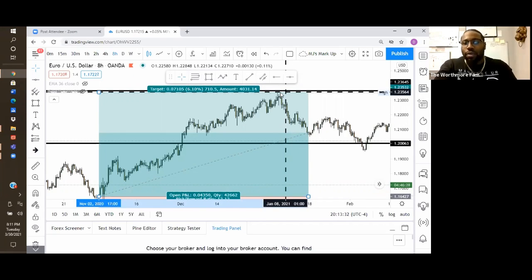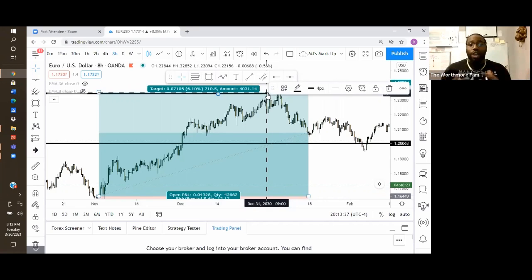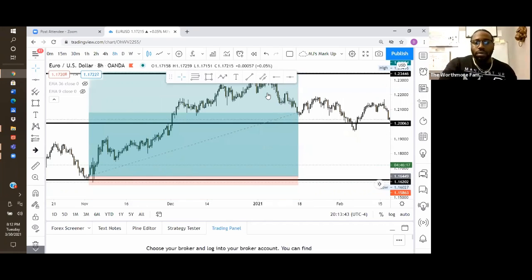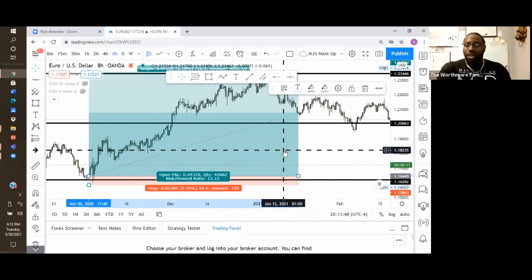That's the beautiful thing about learning how to trade off of key levels. That's the reason why you want to learn support and resistance, because when you learn how to trade this thing, I mean, look at that risk to reward. The risk to reward here is 1 to 12. 1 to 12 risk to reward. That's a crazy trade, right?